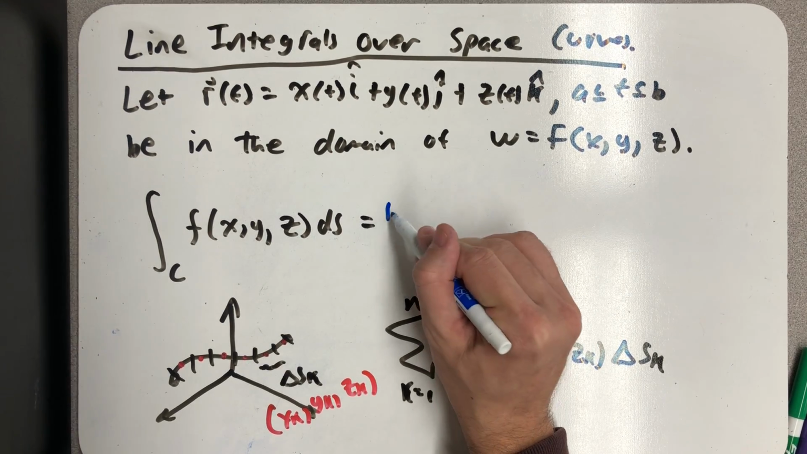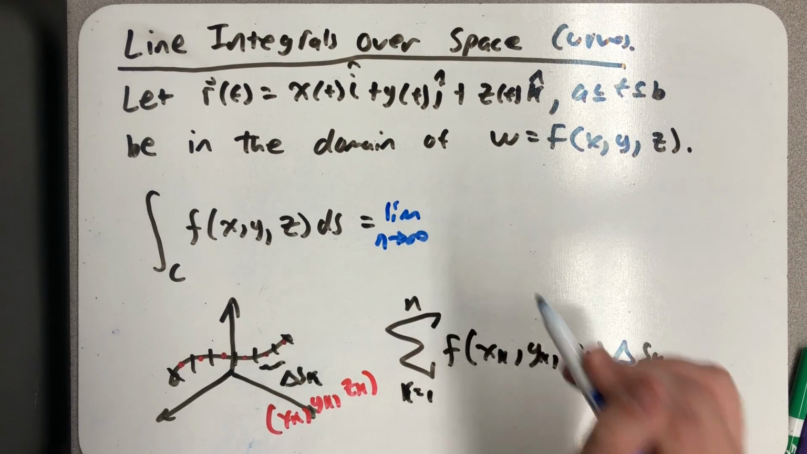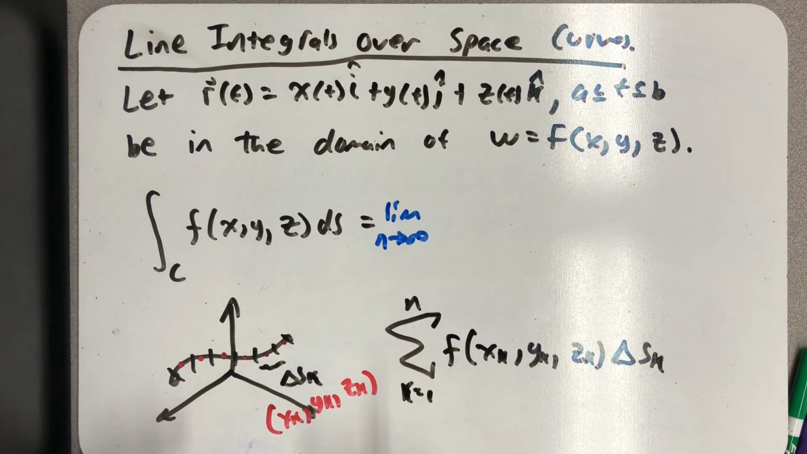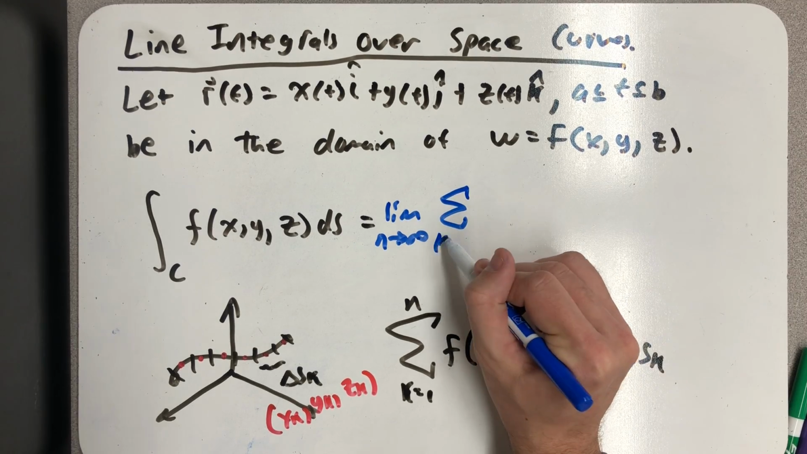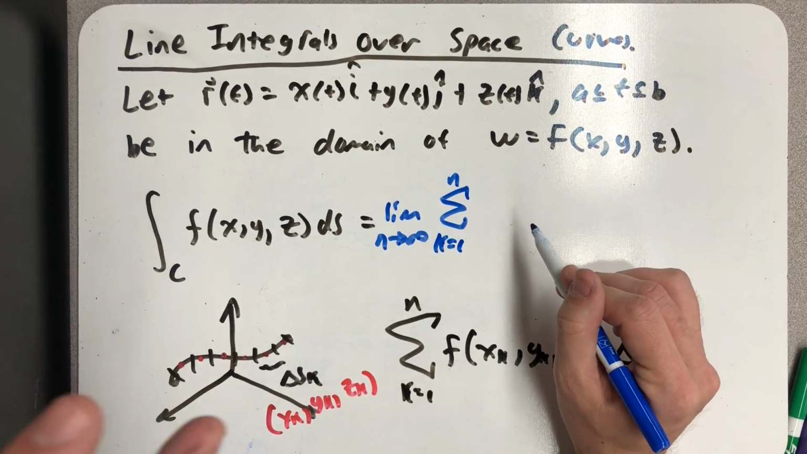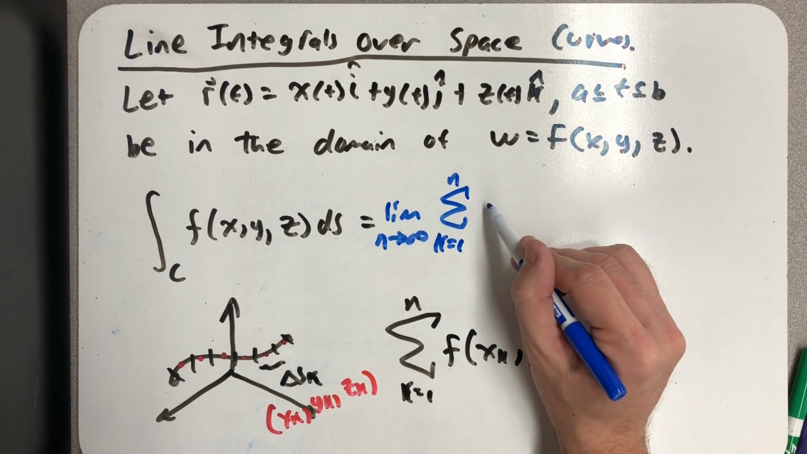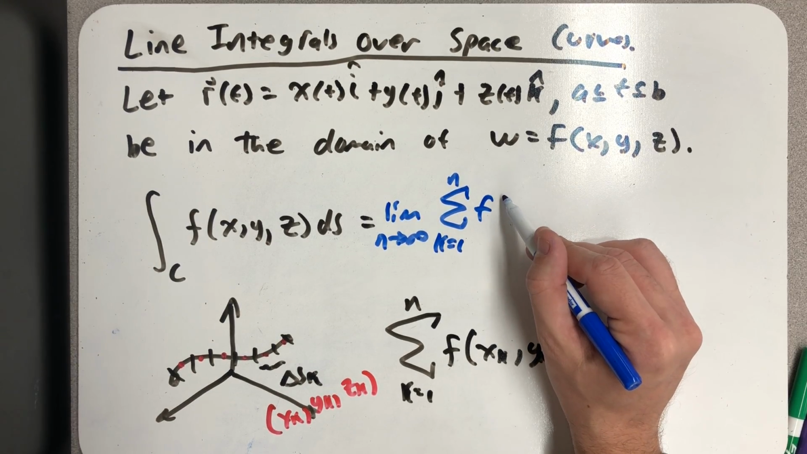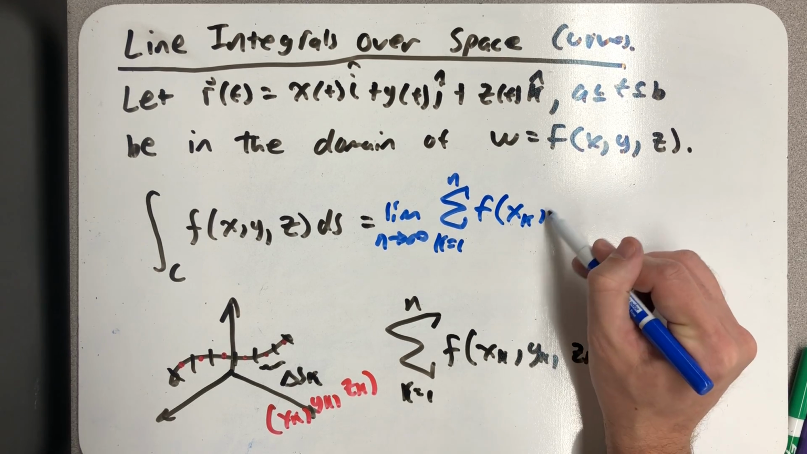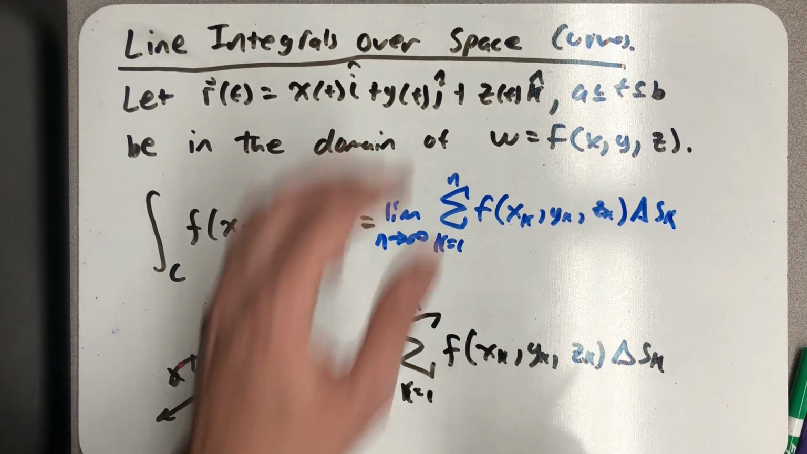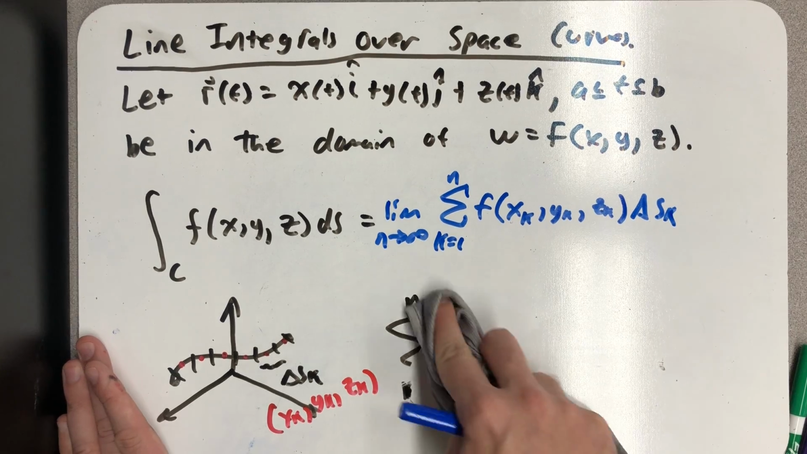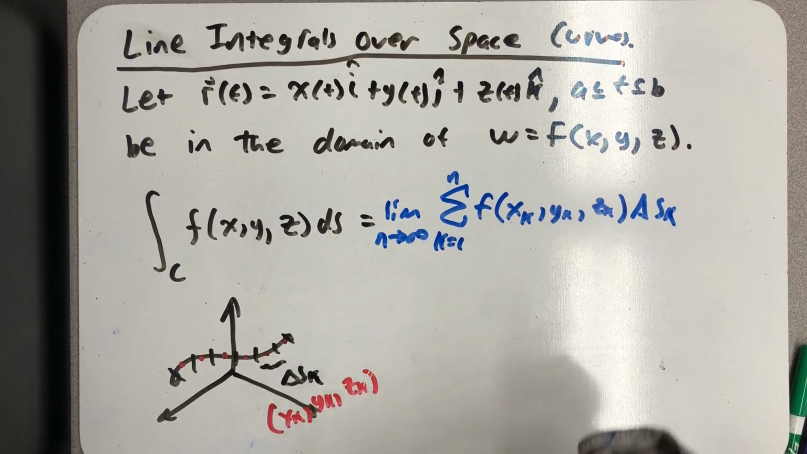And now I do the same thing I do for every definition of the definite integral. I take a limit as the number of intervals in my partition goes to infinity, or the width of each one goes to 0. And this defines the line integral over the space curve C. Okay, so there I have a definition, and of course, this definition works only when that limit is defined.